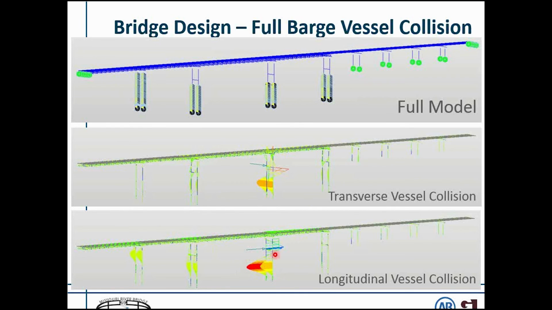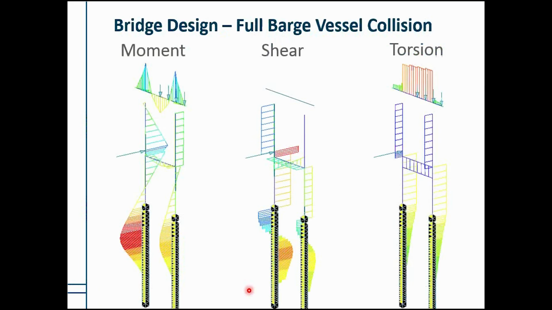Then we also had to consider a longitudinal vessel collision force. And you can see that there's significant moments in the adjacent vents. So this really helped reduce the forces in the impacted vent. This longitudinal vessel collision case is what controlled our river vents, so I'll continue to talk about that a little more up close.